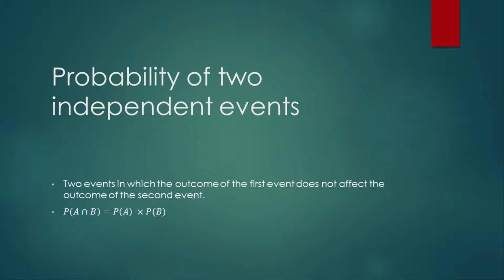Moving on to probability of independent events. Two events in which the outcomes of the first event does not affect the outcomes of the second event. This is seen as P(A ∩ B) = P(A) times P(B).